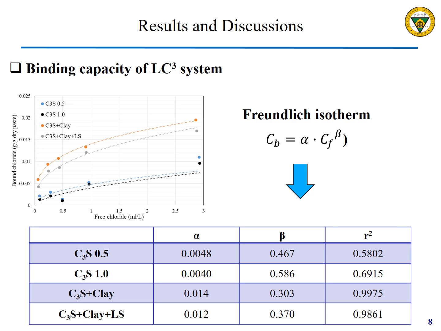Then, by using the Freundlich isotherm to fit the curves, we can get the parameters as shown in the table. The fitting for the systems with clay is quite good. However, for the pure C3S system, the R² values are far from 1, but we can still use the parameter values to compare the binding capacity. Then combining the figures and the table together, it can be concluded that the higher the alpha, the higher the binding capacity, and also the lower the beta, the higher the binding capacity.